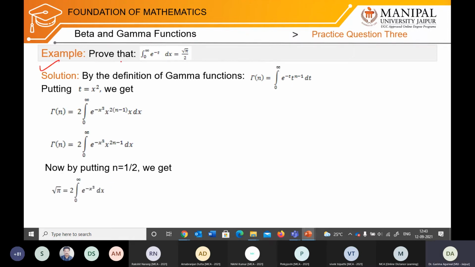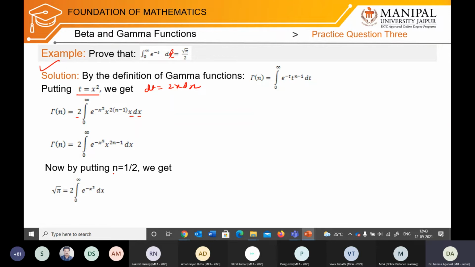Now in the next example we need to prove that the integration from 0 to infinity of e raised to minus t, dt over root t, is root pi by 2. Now we know that gamma n is the integral from 0 to infinity of e raised to minus t, t raised to n minus 1, dt. This is the formula of a gamma function. If I substitute t equals x square, the right hand side will be e raised to minus x square, whole power n minus 1, and dt will be 2x dx.